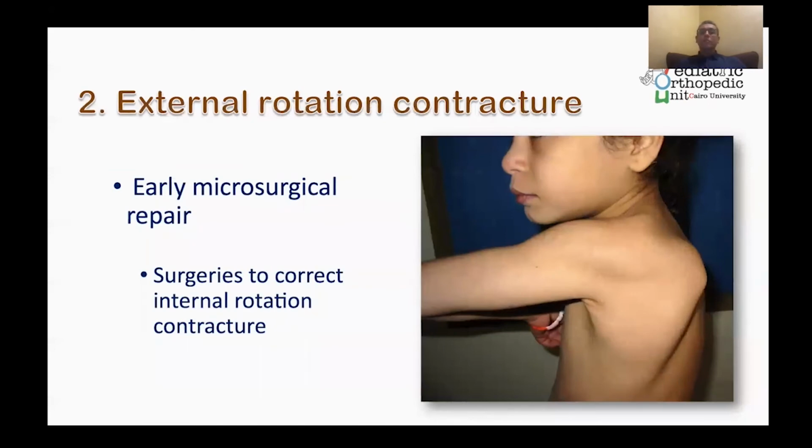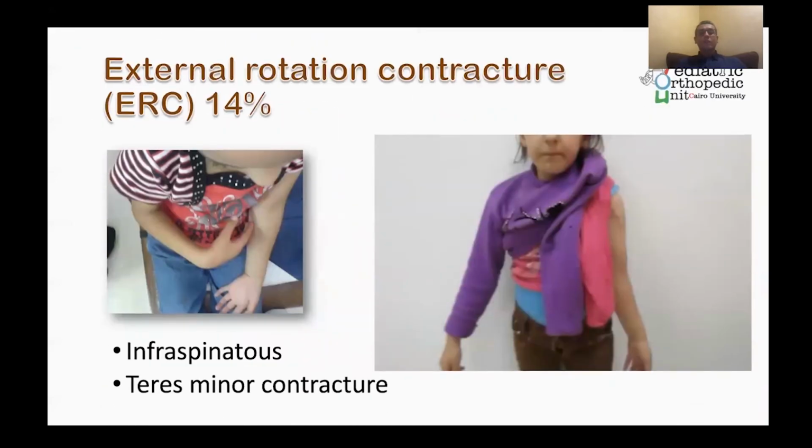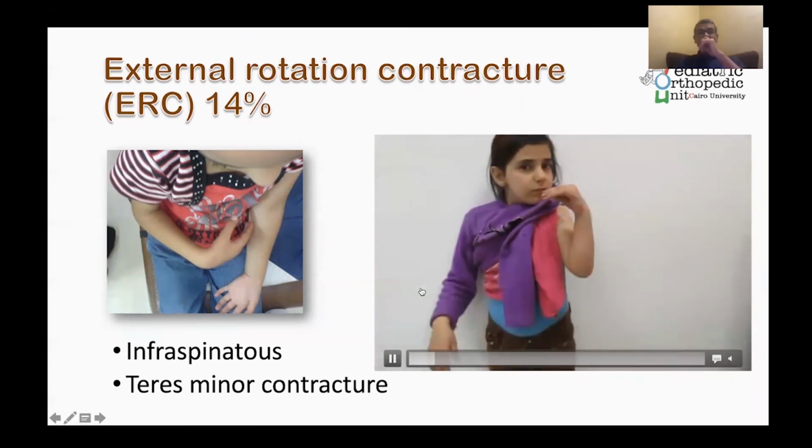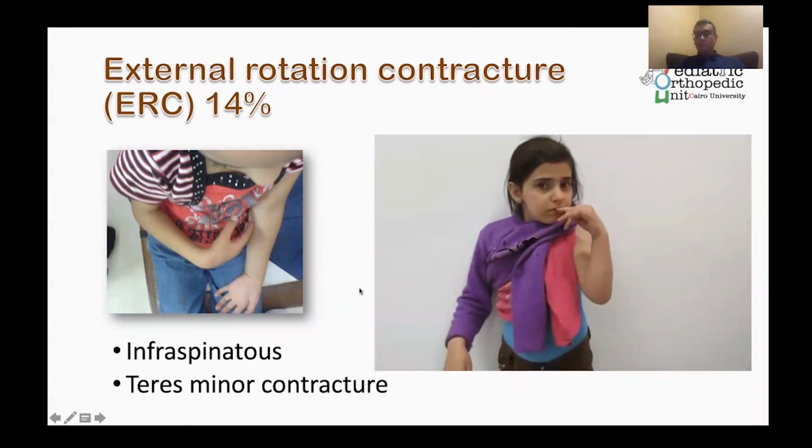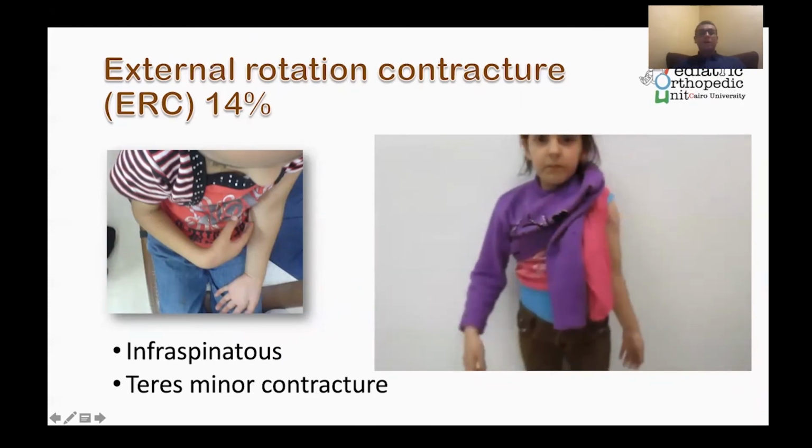External rotation contracture usually follows treatment of internal rotation contracture or follows early microsurgical reconstruction. And in these cases, the patient is not able to put the hand on the abdomen with the wrist extended. And sometimes it may be very severe that the child is not able to reach his mouth.